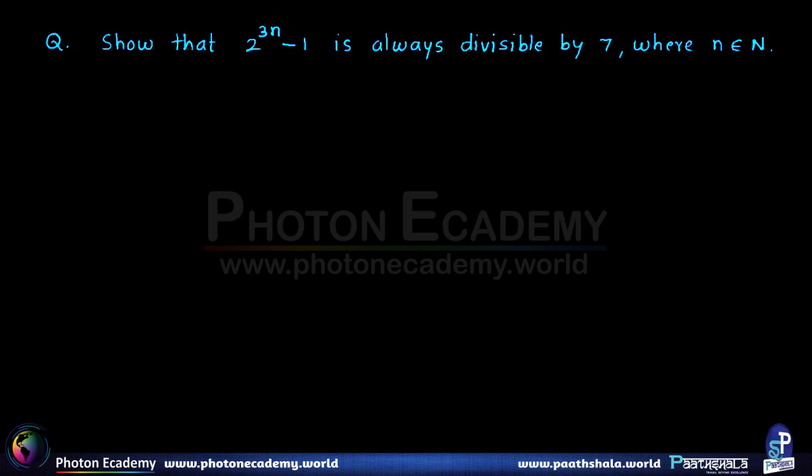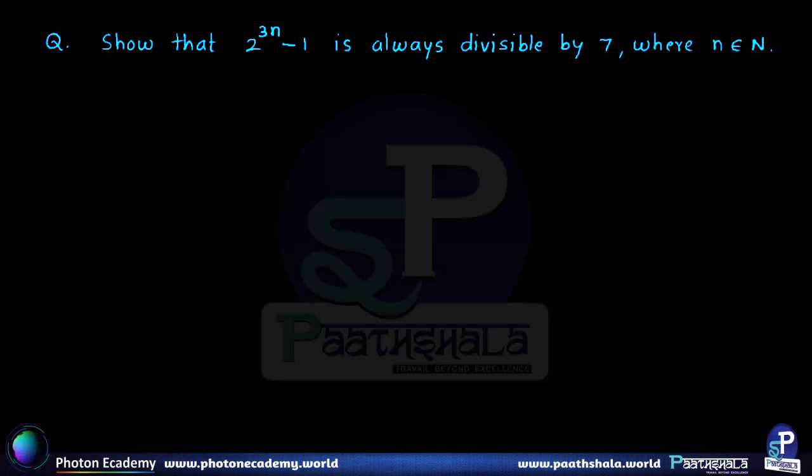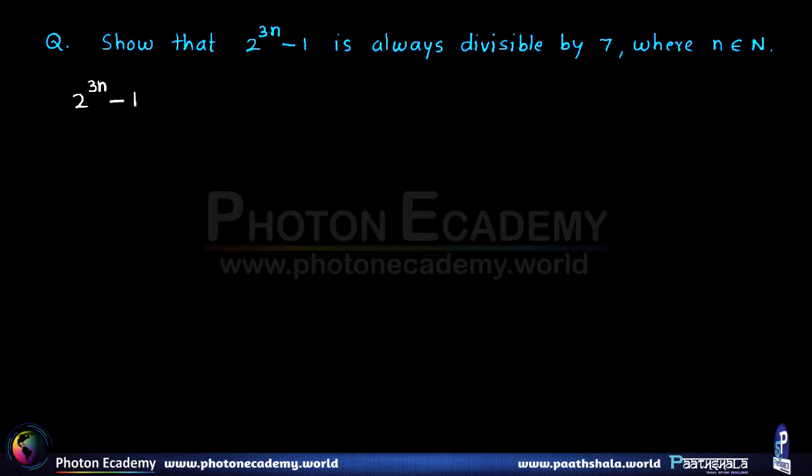Now here is the first question, that is, we have to show that 2 raised to 3n minus 1 is always divisible by 7, where n is a natural number. So we are given an expression of the form 2 raised to 3n minus 1. We have to show that it's always divisible by 7. Now let us start off with the given expression, and we will try to write that as 7 into some integer number.